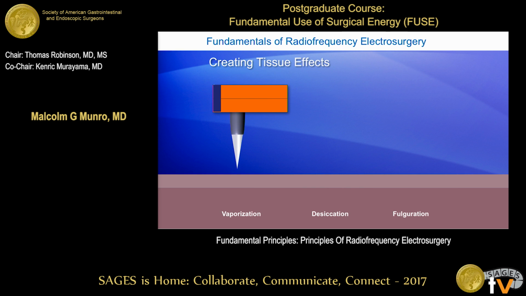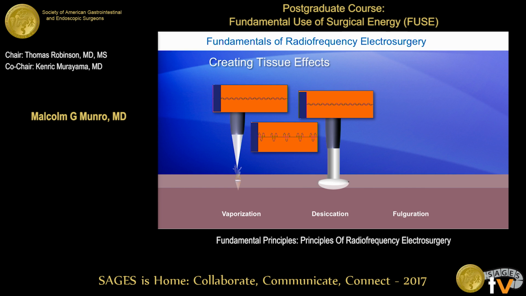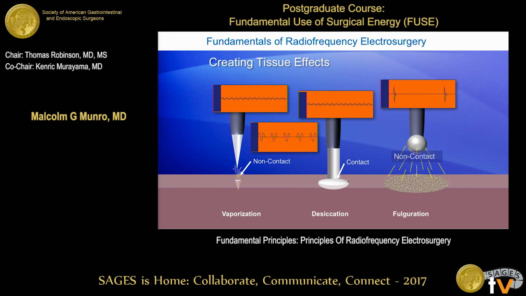To do this again, if we want to create a tissue effect, if we want to vaporize tissue, we're going to use the so-called cutting current. If we want to desiccate tissue, coagulate, we're using the same output, and we could use the blend. And if we want to fulgurate, which is the first time we've mentioned this word, this is the only time that you need to use the coagulation side. And so we are taking this high voltage and we are trying to control ooze, small caliber vessels, less than 1 millimeter, and that's called fulguration. We'll get to it later. But vaporization, non-contact, desiccation, contact, fulguration is a non-contact process.